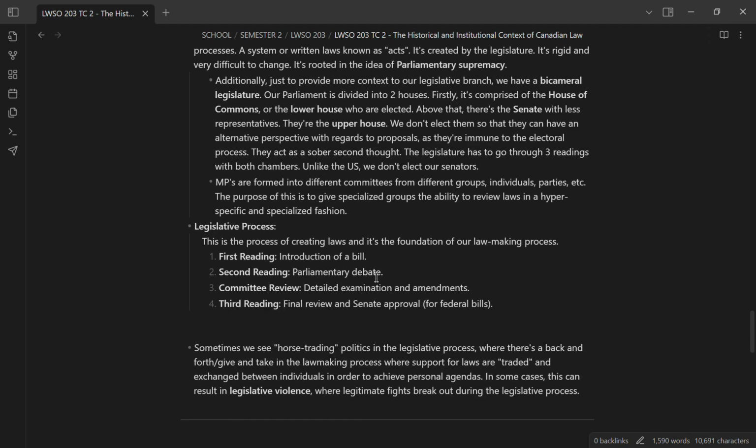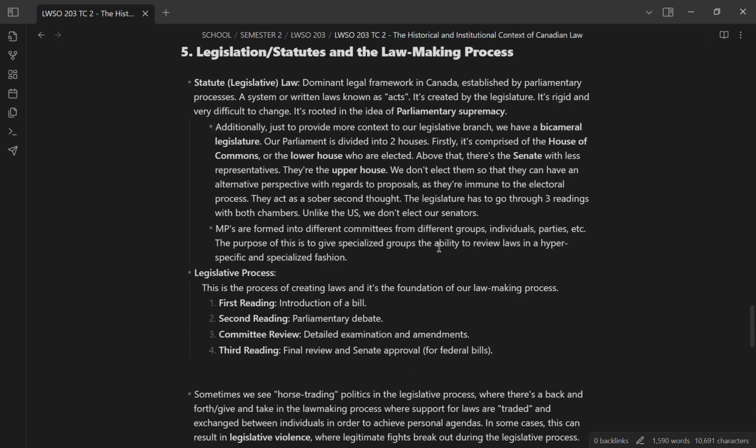Just a side note, sometimes we see horse trading politics in legislative processes, where there's a back and forth and a give and take in the lawmaking process, where support for laws is traded in exchange for individuals' agendas, essentially. You're trying to get something out of it. This can lead to legislative violence, though, if things don't go well, where legitimate fights break out during the legislative process. So it can be very confrontational, very adversarial.